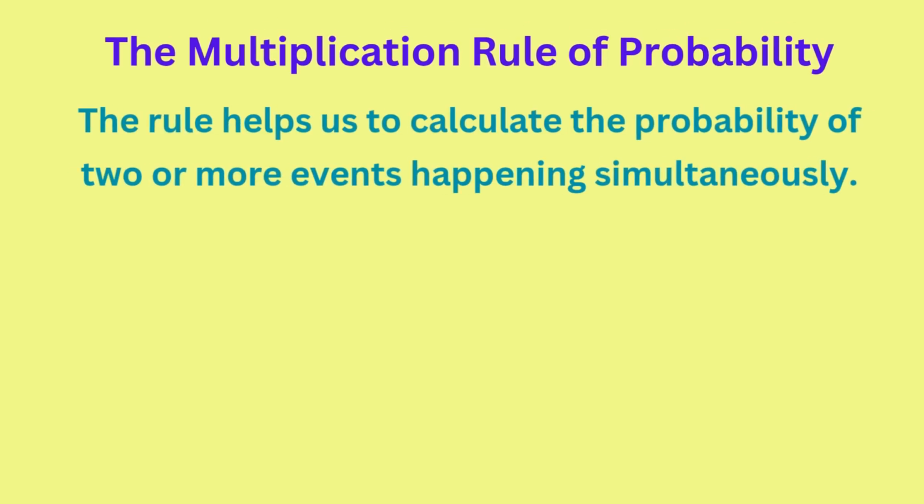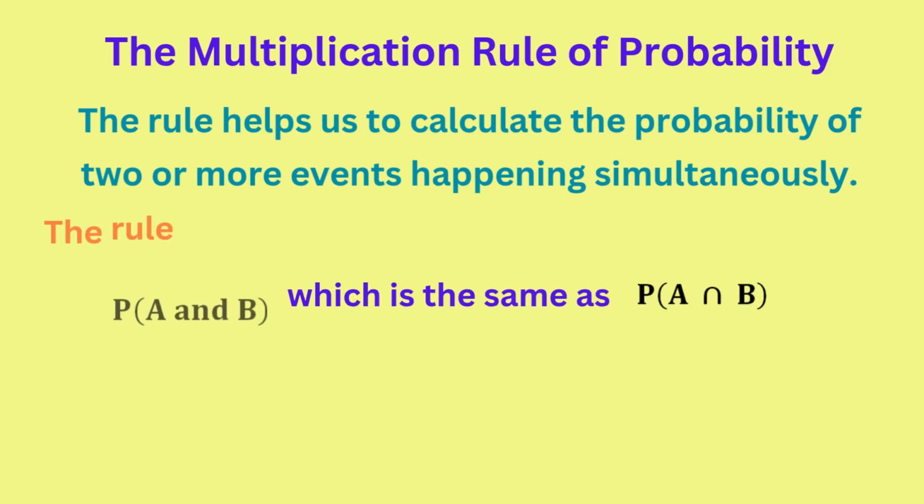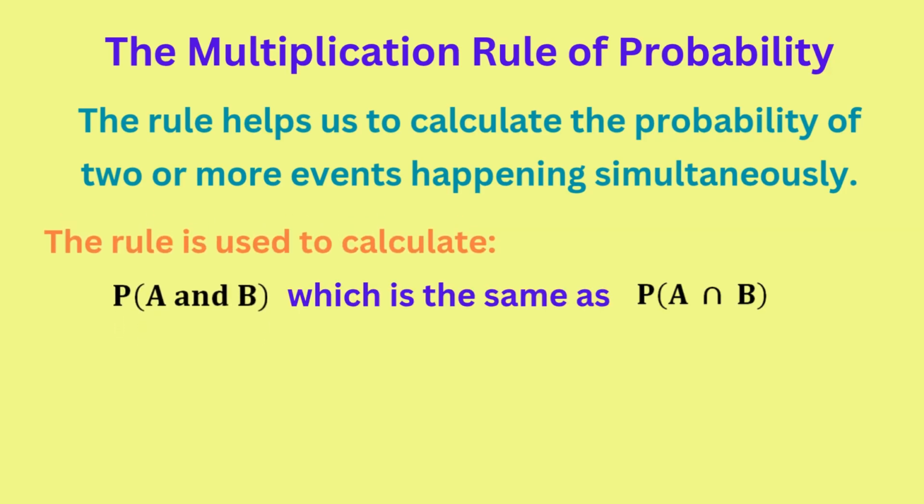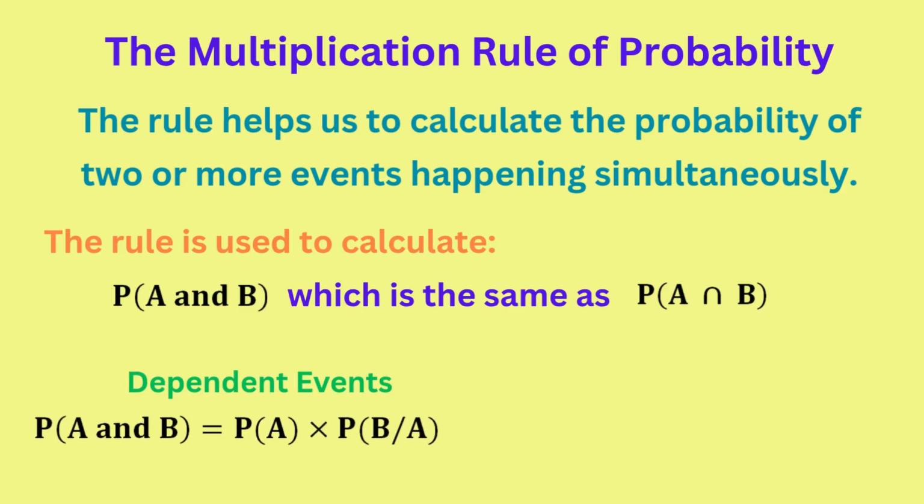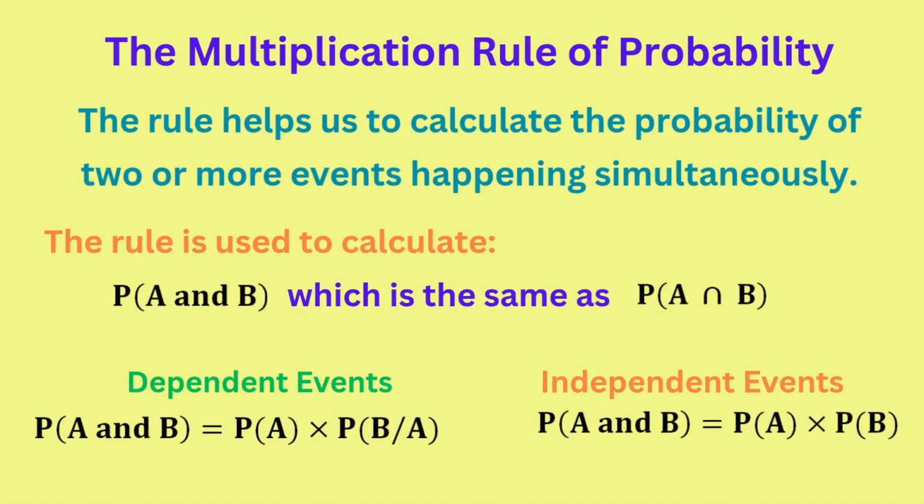Today we're diving into the multiplication rule for probability, a powerful tool that helps us calculate the probability of two or more events occurring either together or in sequence. The key to using this rule is determining whether the events are dependent or independent. Let's break it down, see when to use it, and work through a few clear examples.